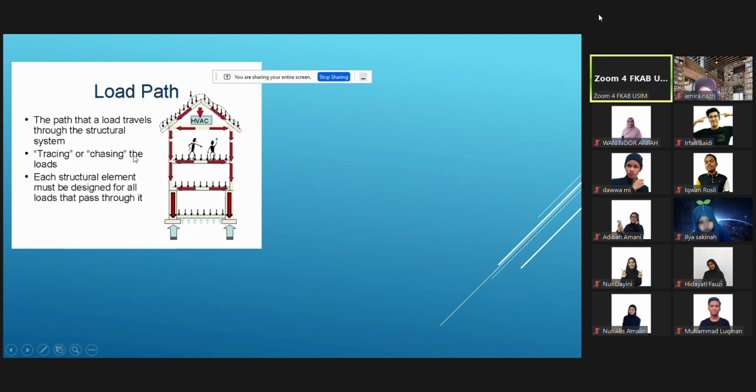So tracing or chasing of the load. The arrow shows the chasing of the load, like transferring the flow. If you're talking about the blood system, your blood flows like this, going down. Okay, each structural element must be designed for all loads that pass through it. So my engineers are trained in such a way that they have to work out the sizes of the column, the beam, and whatever details are included in these two structures or frames, so that they can take whatever load has been imposed on the building.